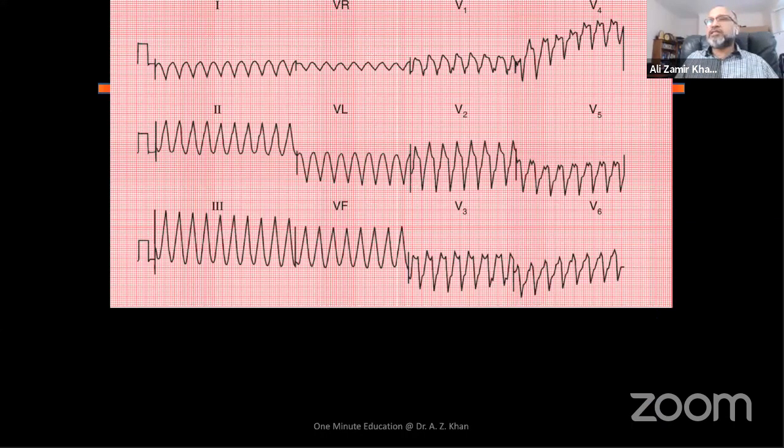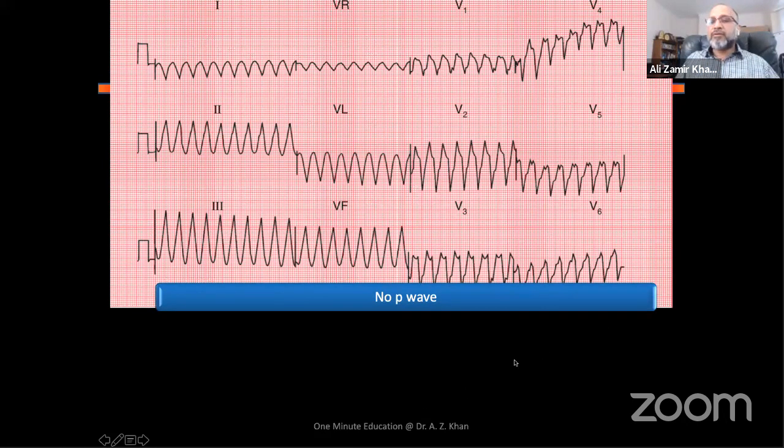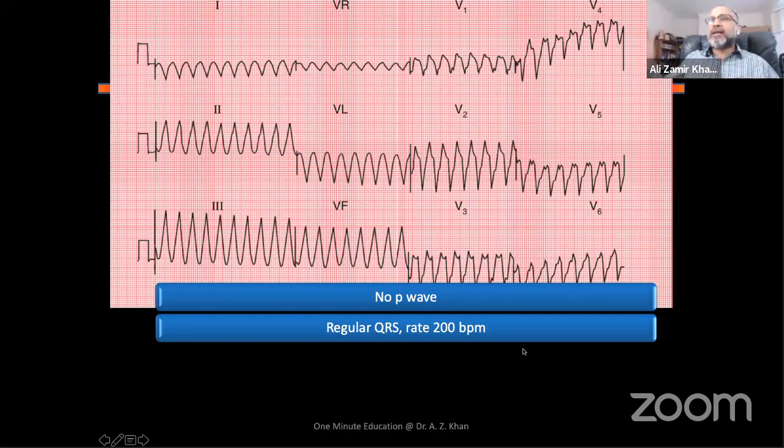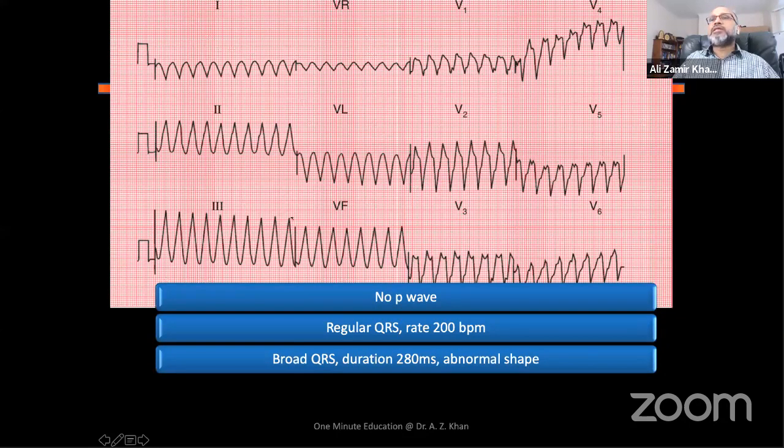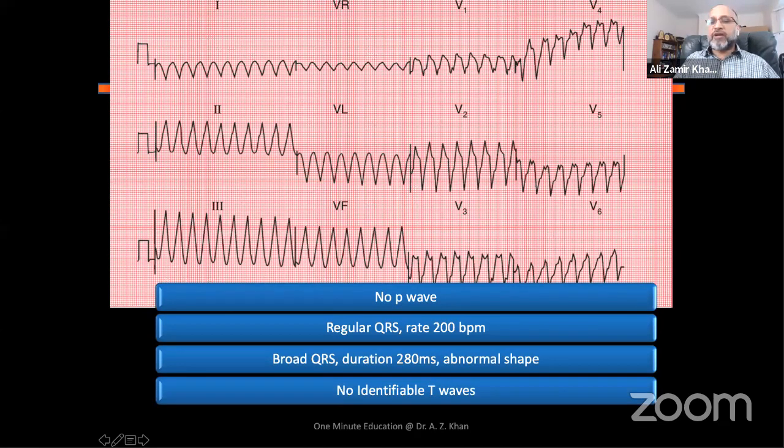Okay, so this is a 12-lead ECG. Let's have a quick look, an analysis of this ECG. There is no P wave in this. The QRS are regular, and if you calculate the rate it will come out to 200 beats per minute. The QRS is broad, okay? Broad QRS. The duration, if you calculate, is almost 280 milliseconds. It's quite a large thing. The shape is also abnormal. This is not how QRS is supposed to be. There is no identifiable T wave, okay? But it is still in a sort of rhythm. It's not a haphazard rhythm. So this is called, again, ventricular tachycardia.